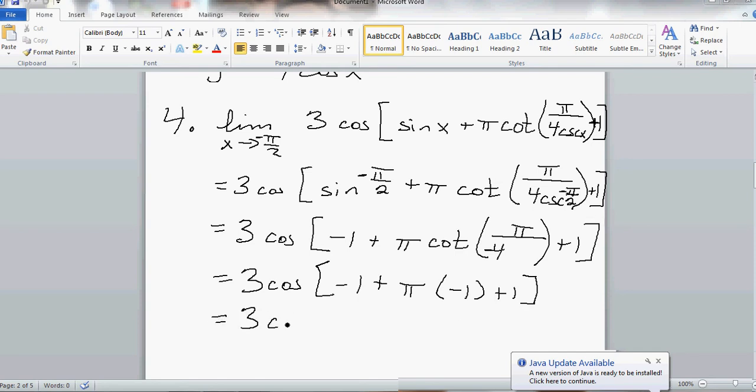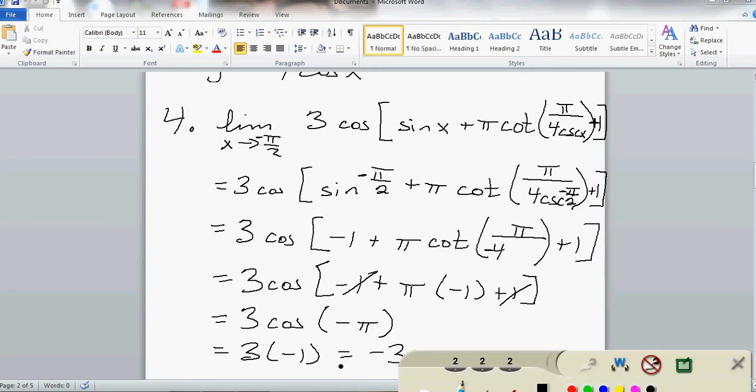So this becomes 3 cosine of, I noticed the negative 1 and the positive 1 cancel each other out, so it's 3 cosine of negative pi. And negative pi and pi are basically the same thing, at least in the cyclical thinking through it. And the cosine of negative pi, or the cosine of pi, is negative 1. So this becomes 3 times negative 1, which equals negative 3. And there, after all that work, we end up with the simple number negative 3.